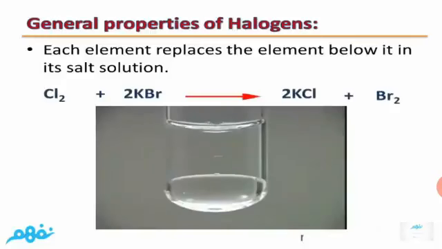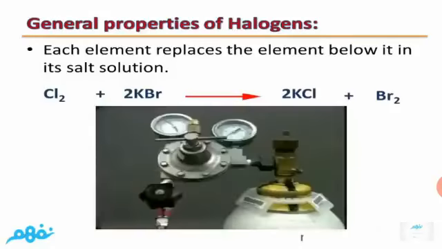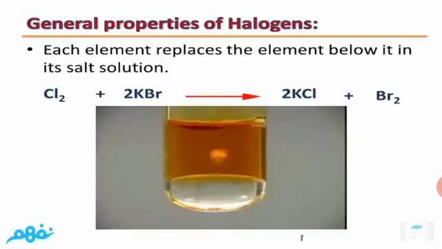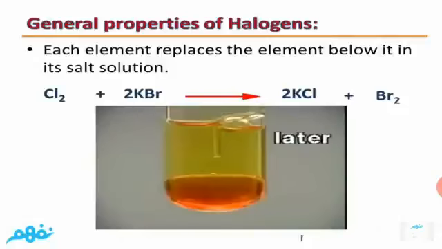Chlorine replaces bromine as in the following experiment: Cl2 plus 2KBr forming 2KCl plus Br2. Observe, guys, the brown color is the color of bromine, so bromine starts to appear.